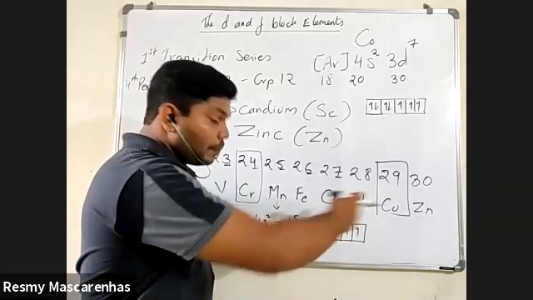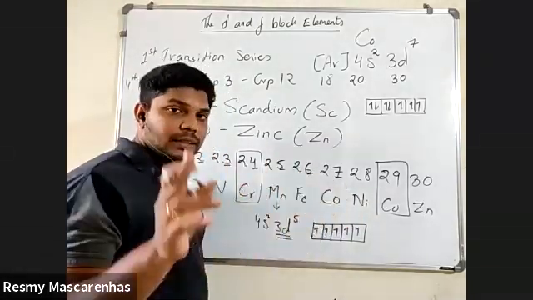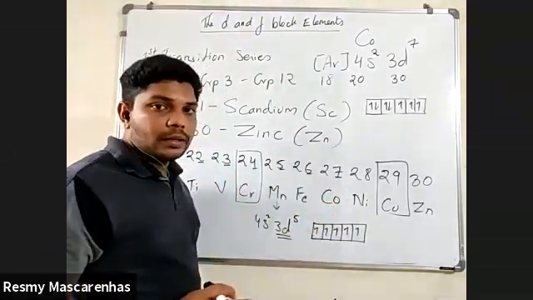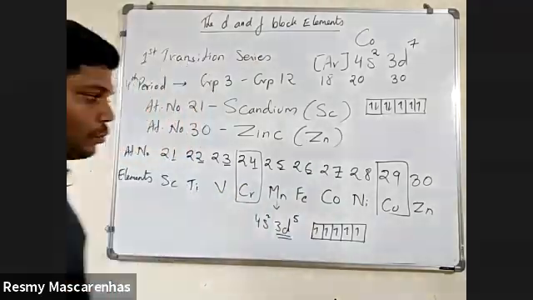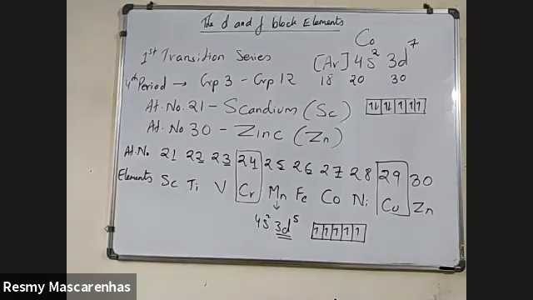Yes, sir. Okay. So like this, you should know the number of unpaired electrons in all the cases. This is homework for you people. You need to see how many unpaired electrons are there in each case. Will you do this? Is it boring? Yes, sir.